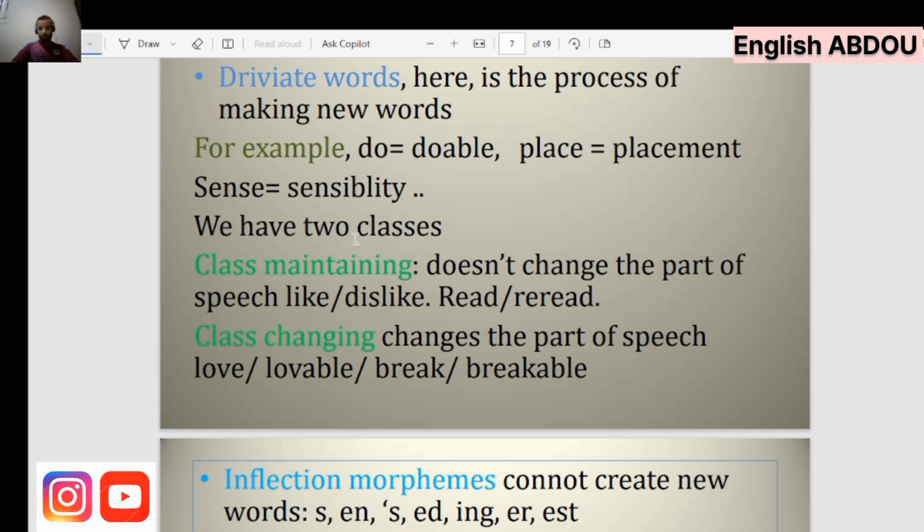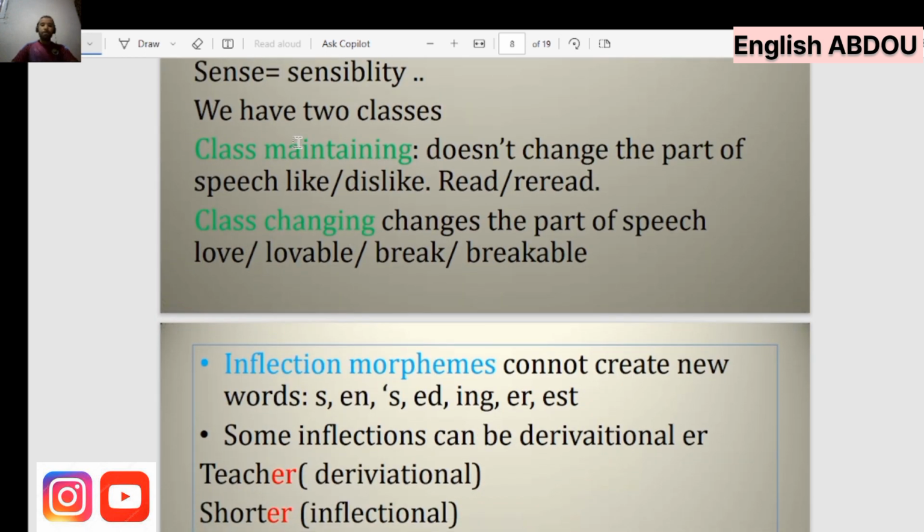And also we have two classes of derivational: class maintaining and class changing. Class maintaining doesn't change the part of speech. This means we don't change the category of the word. If it is a verb, it's still a verb, even though we add other morphemes. If it is a noun, it stays a noun. Like here, like is a verb, I dislike it, it stays or remains a verb. Read, reread, it is the same.